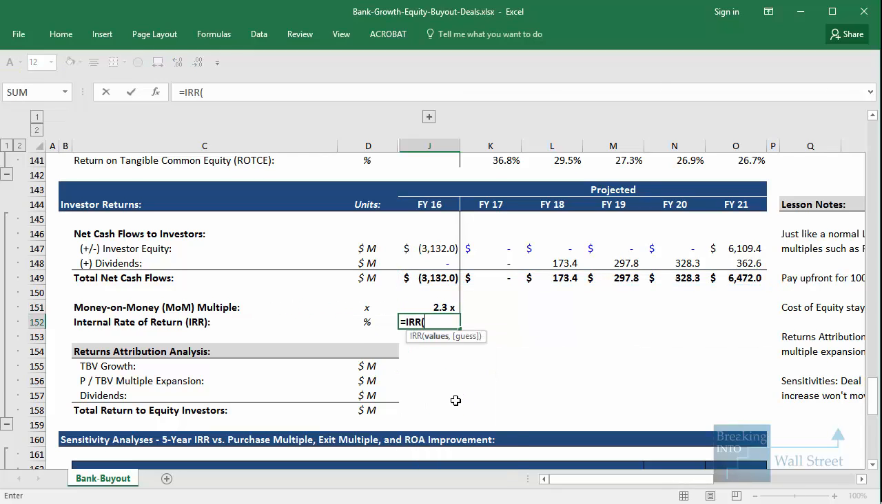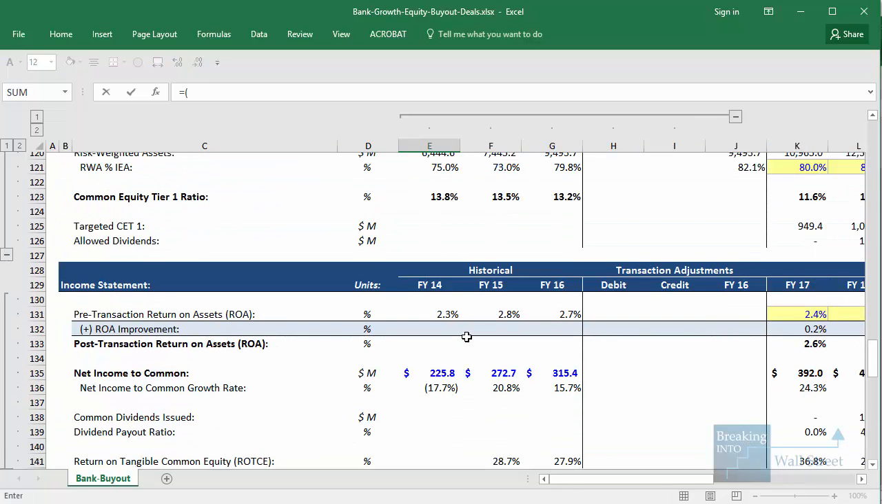Then to calculate the IRR, we just have a simple annual model here, so I can use the built-in IRR function in Excel. We get to 19.3%. The rough math here makes sense because over 5 years, a 2.5x multiple equates to roughly a 20% IRR. We're just under 2.5x, so our IRR is just under 20%.